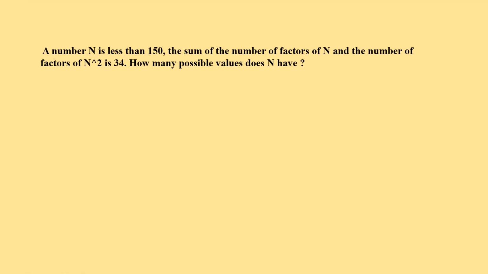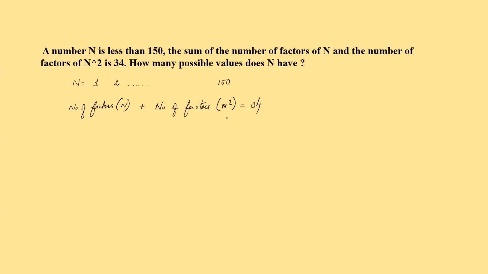Okay, so number n is less than 150. So from here, let us write down what are the possible values of n. So n could be 1. When you're talking about the number of factors, you just have to go with the positive values, right? So number is less than 150, so you can go from 1 to 150. Now the sum of the number of factors of n and the number of factors of n square is going to be 34.